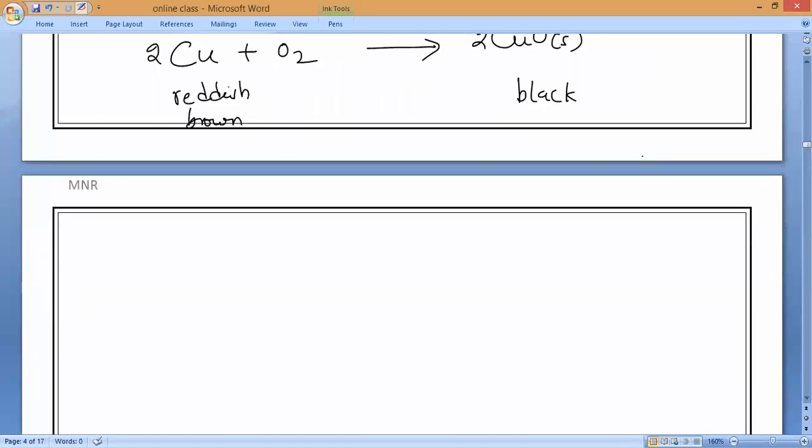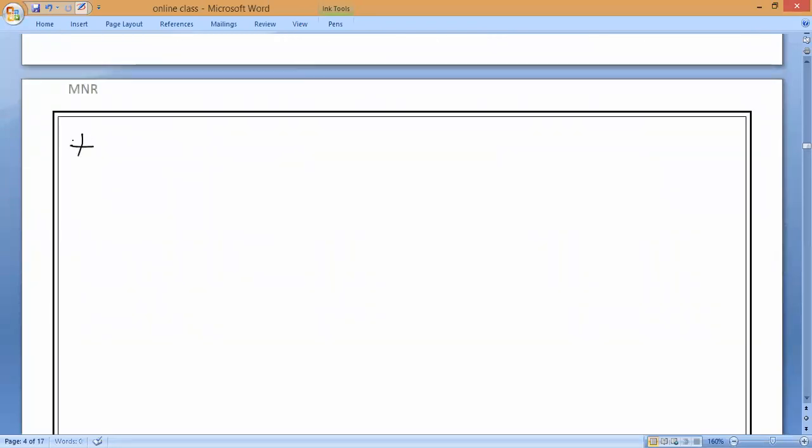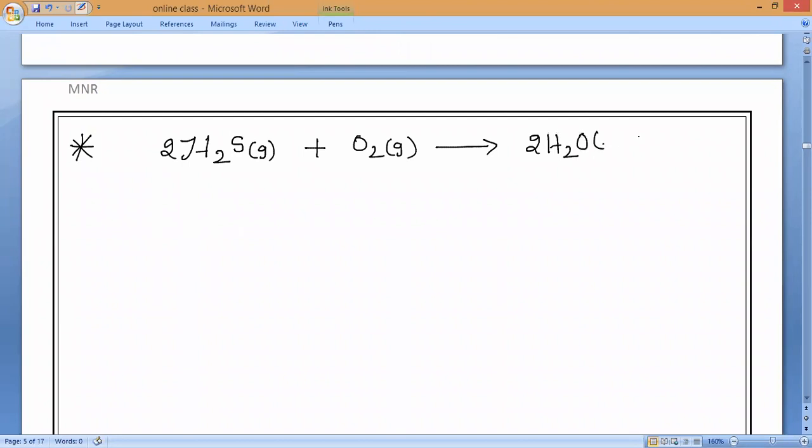Now, let us take the next example of a redox reaction, that is hydrogen sulfide, H2S. Dihydrogen sulfide, H2S. Reacting with oxygen gas. So now what products will come? Anybody? Sulfur plus water. Sulfur plus H2O. So that is the reaction.